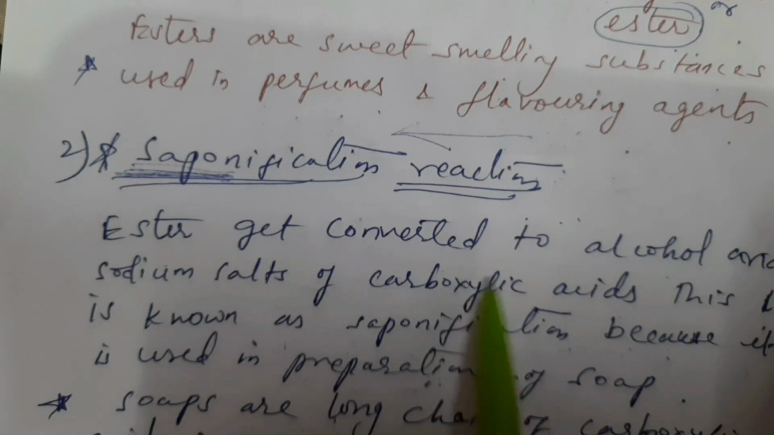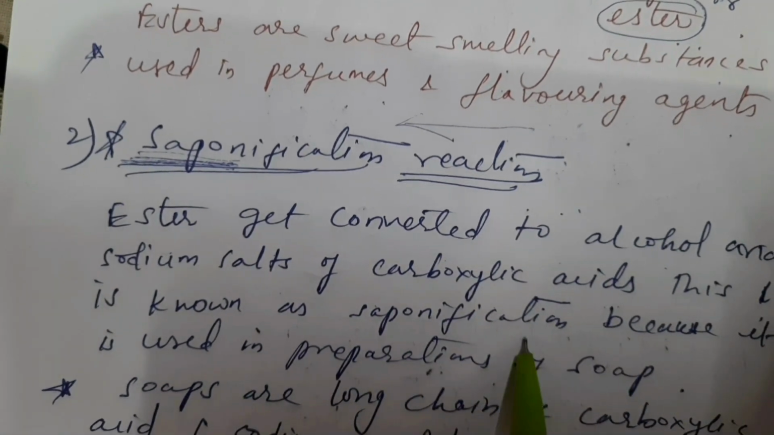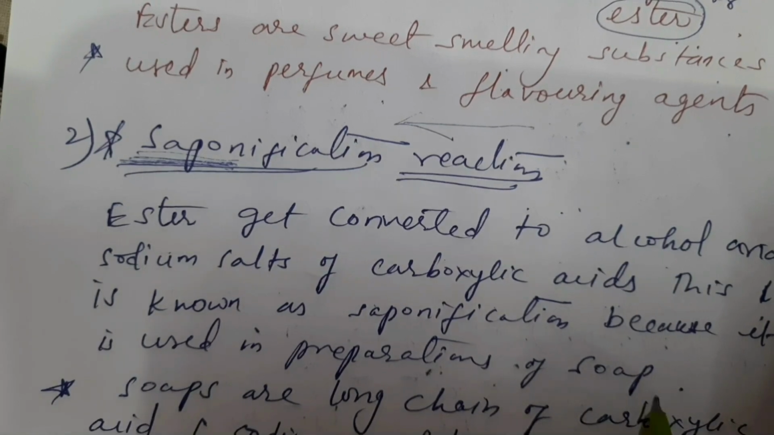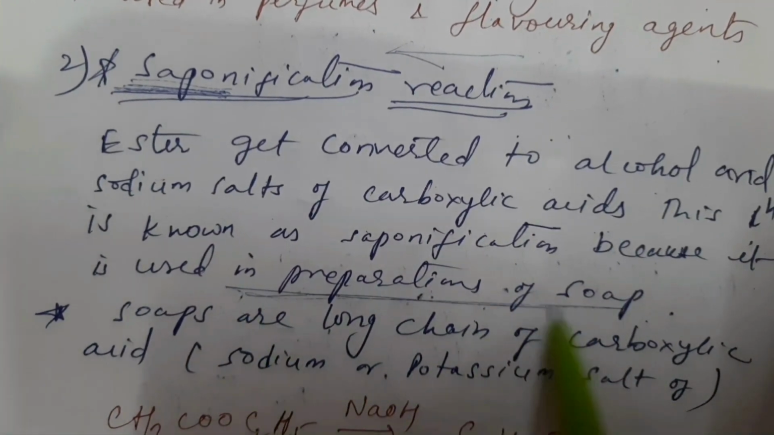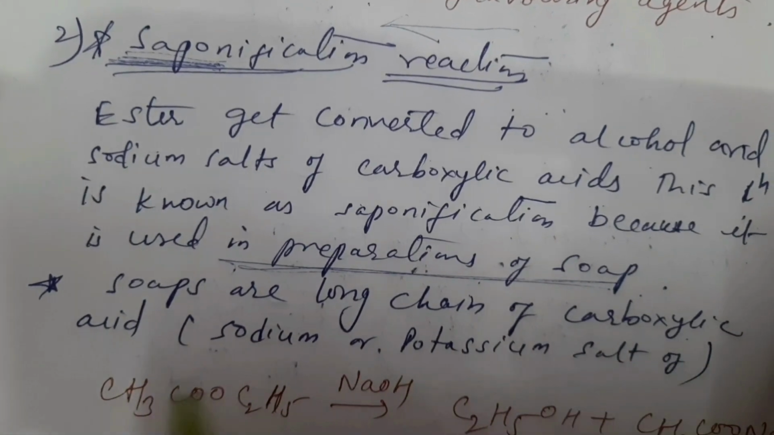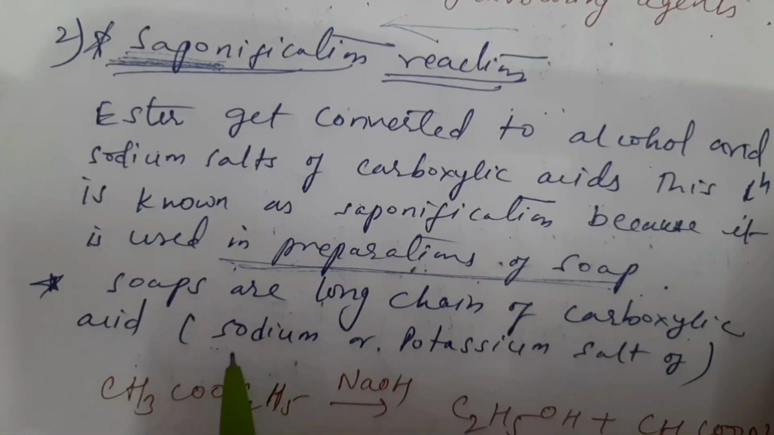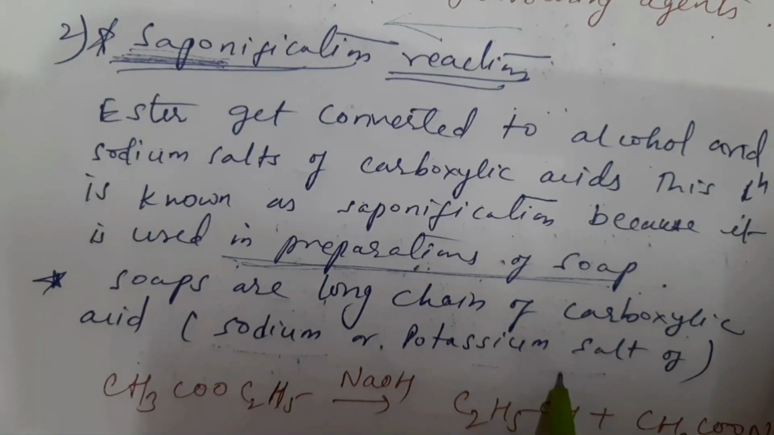Now esters get converted to alcohol and sodium salt of carboxylic acid. This reaction is known as saponification because it is used in the preparation of soap. Why do we call it saponification? Because it is used in the preparation of soaps. Now what are soaps? Soaps are salts of long chain carboxylic acids. Here the salts can be either sodium or potassium.